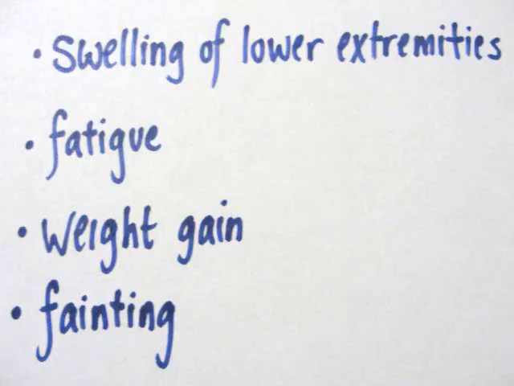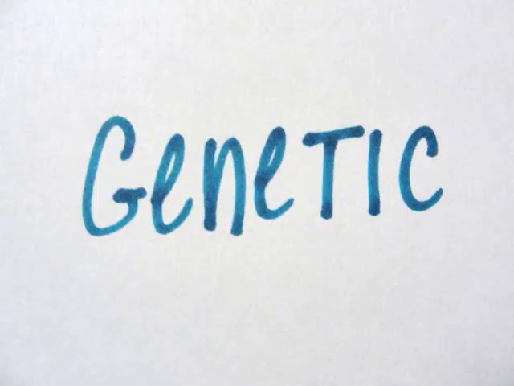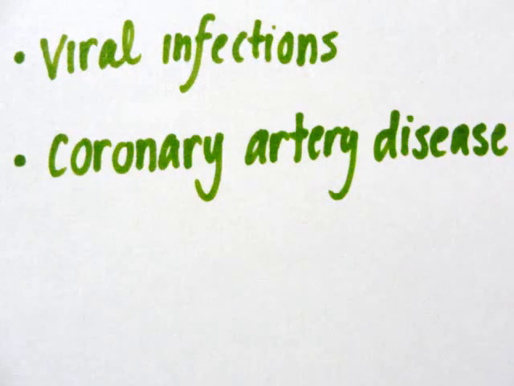People with DCM can have no symptoms to severe symptoms that may worsen, but symptoms include swelling of the lower extremities, fatigue, weight gain, fainting, dizziness, chest pain, and blood clots. DCM is genetic. However, there are other factors that can lead to it, such as diabetes, thyroid disease, alcoholism, viral infections of the heart, and coronary artery disease.